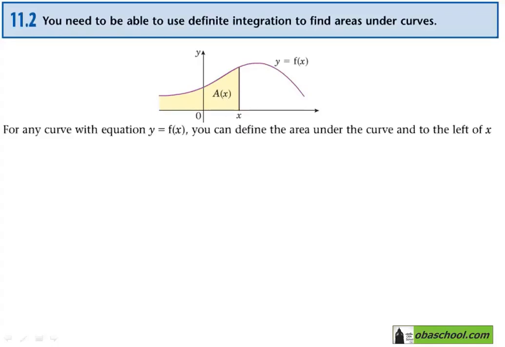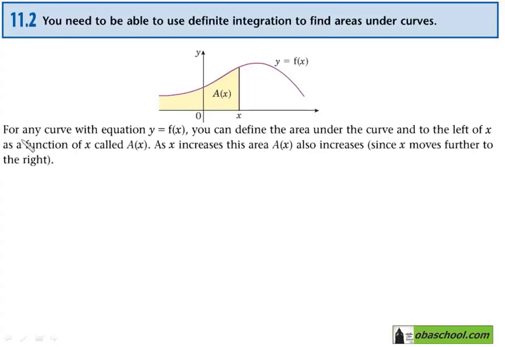a of x. Then, for any curve with equation y equals f of x, you can define the area under the curve and to the left of x as a function of x called a of x. As x increases, this area, a of x, also increases, since x moves further to the right. Let's see an example together.